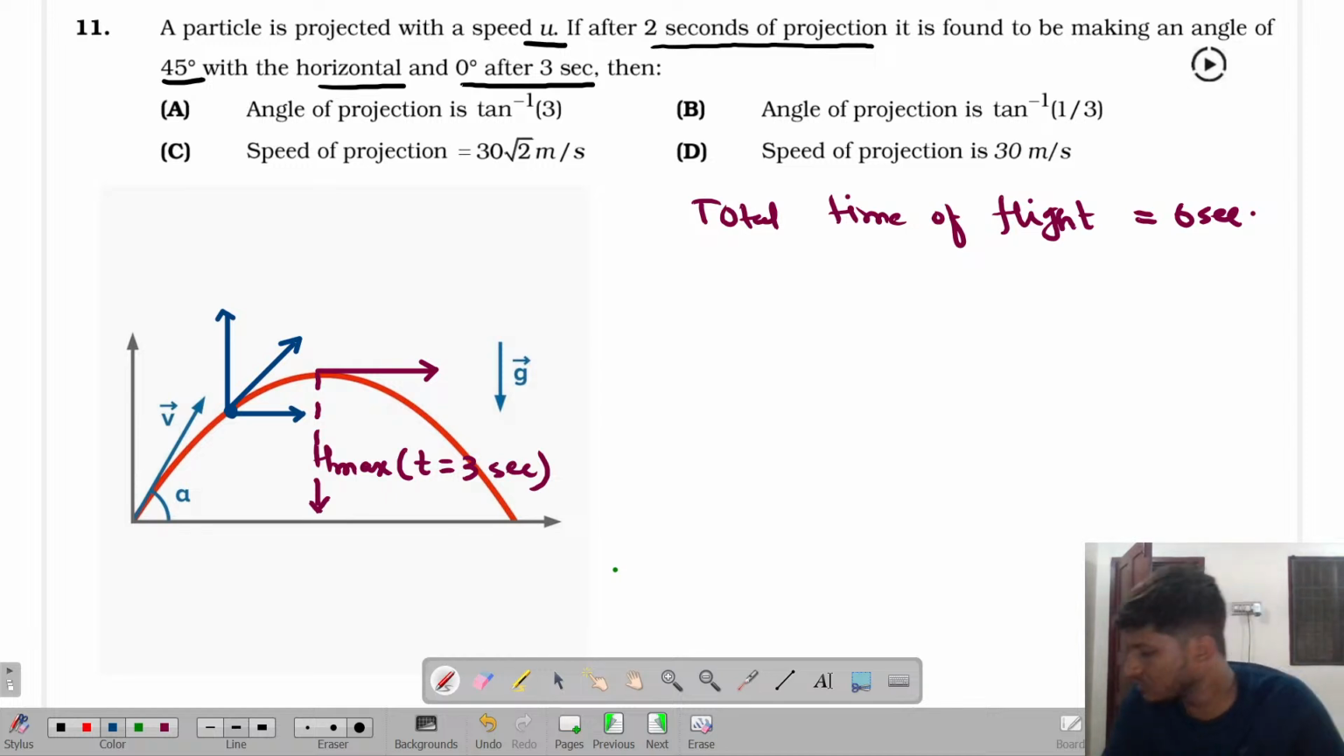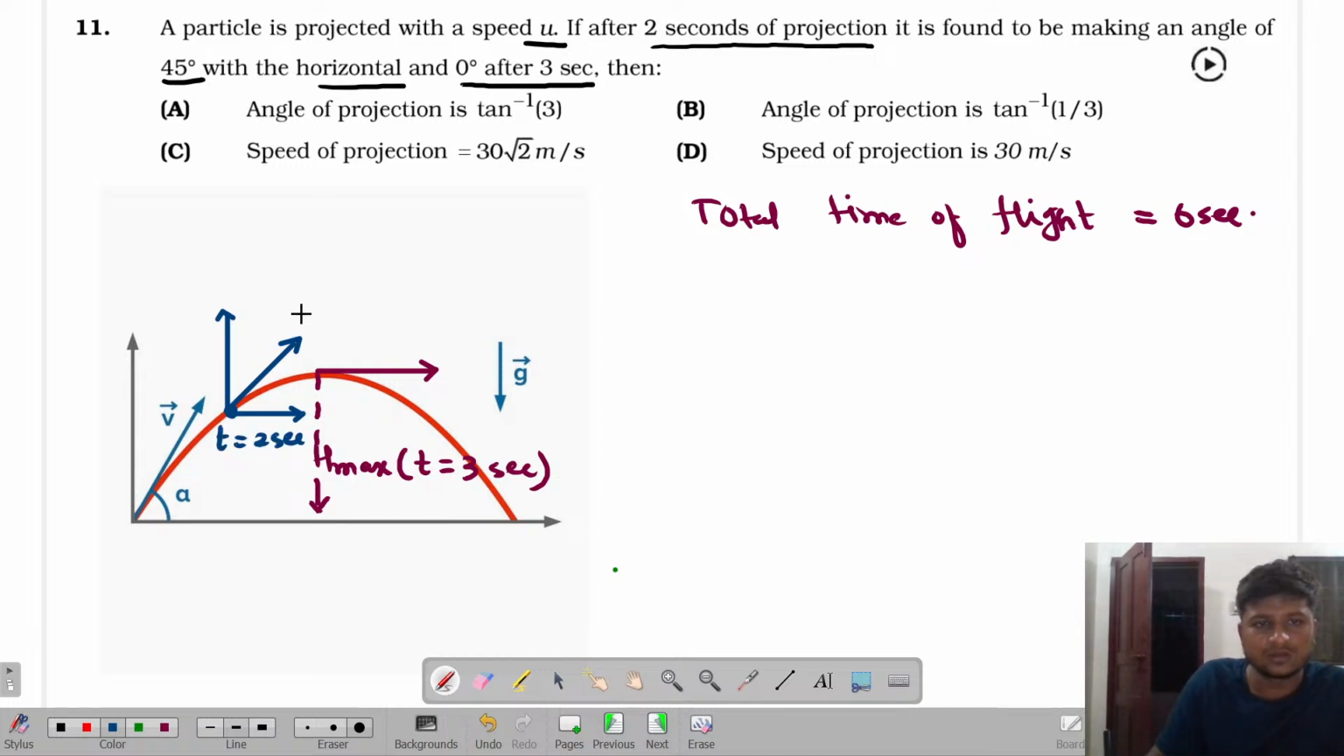3 seconds. Yes. So why take 3 seconds instead of 2 seconds? Is this clear or not? Tell me yes or no. Are you able to get me? So right now, time is known to us. It is how much? 2 seconds. And this angle is making how much? 45 degree with the horizontal. Are you able to get me or not?